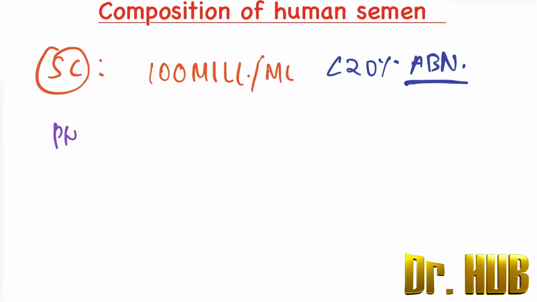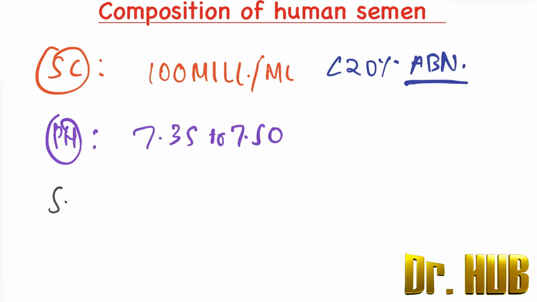Next is a question on the pH. What is the pH of the semen? It is 7.35 to 7.50. So what is the specific gravity? The specific gravity is 1.028.